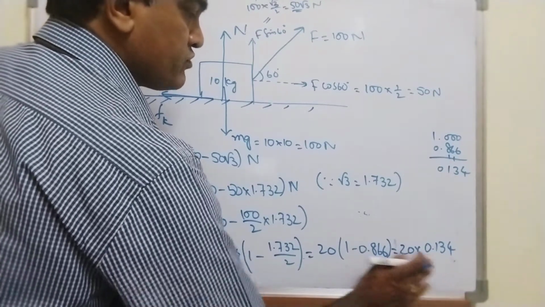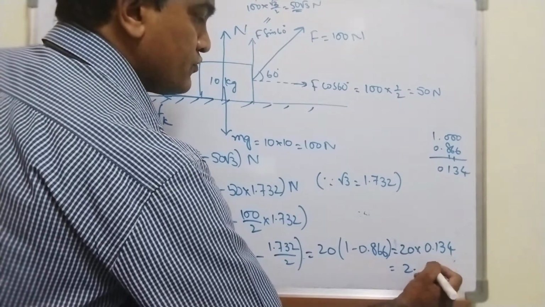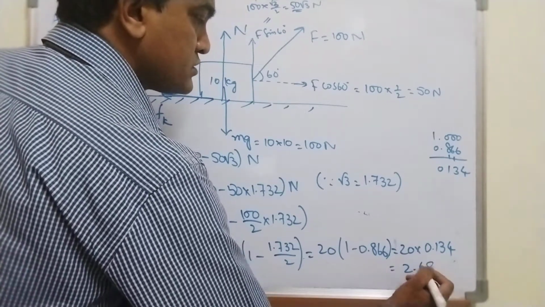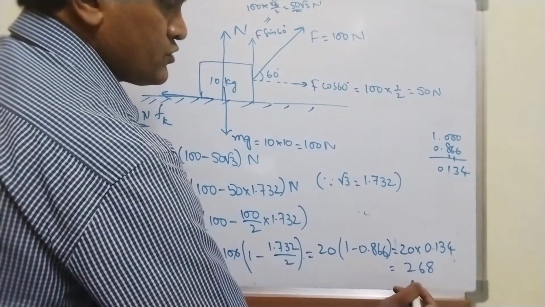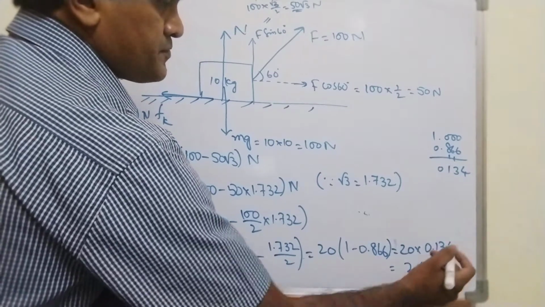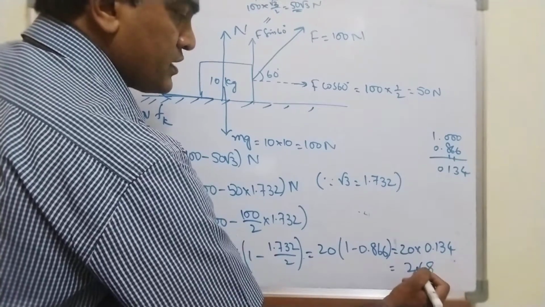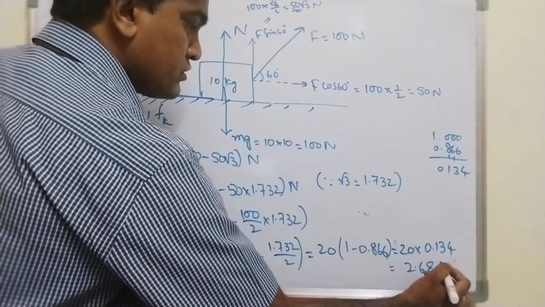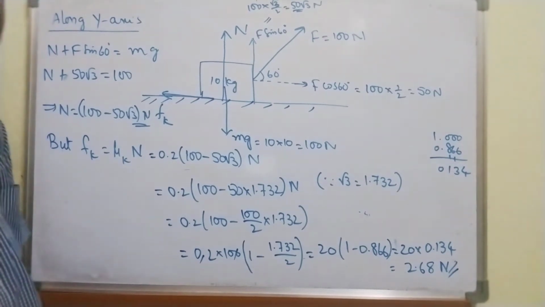If you calculate this, 2 into 134 is 268, so 2.68 Newton. This is the value of frictional force.